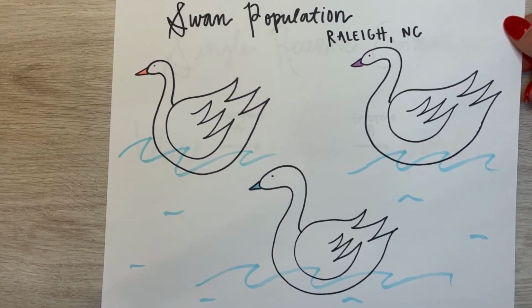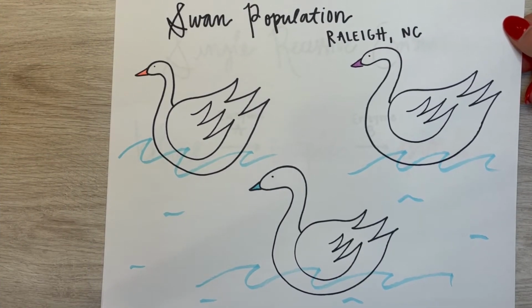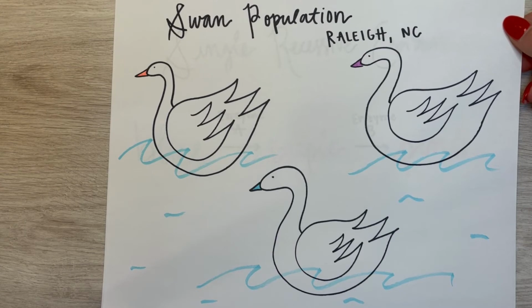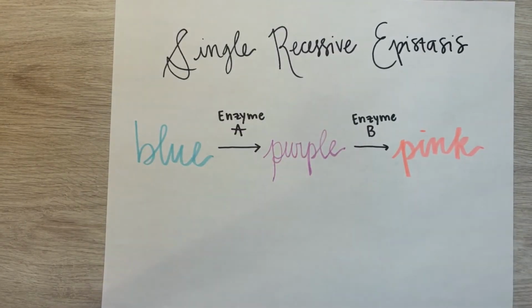In the swan population in Raleigh, North Carolina, the beak color is determined by epistasis. Epistasis determines a phenotype by the interaction of alleles at two different loci. In the swan population that I am analyzing, the beak color is determined by the enzymes A and B. This type of epistasis is single recessive.